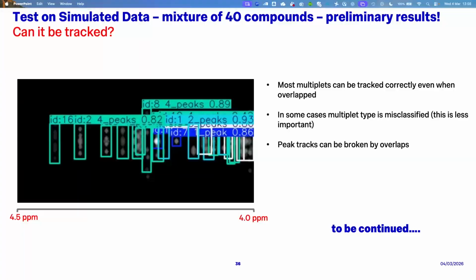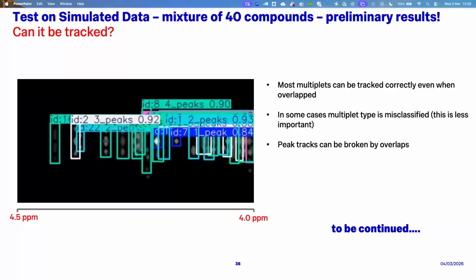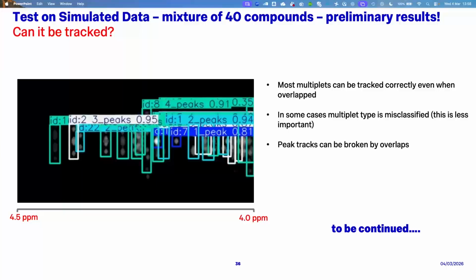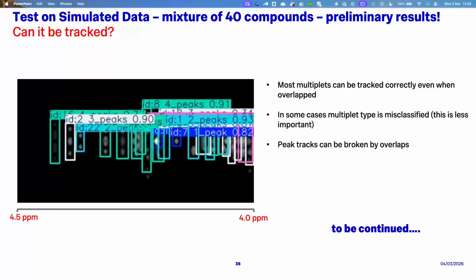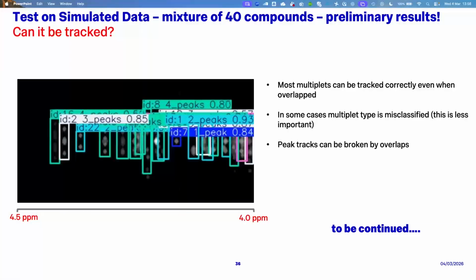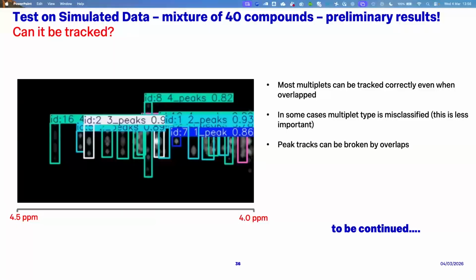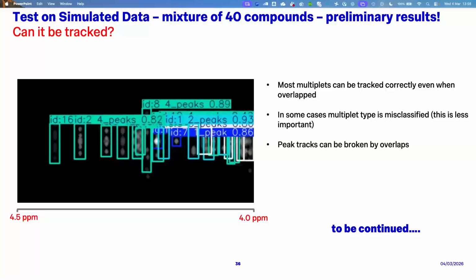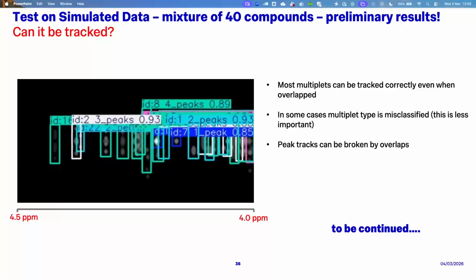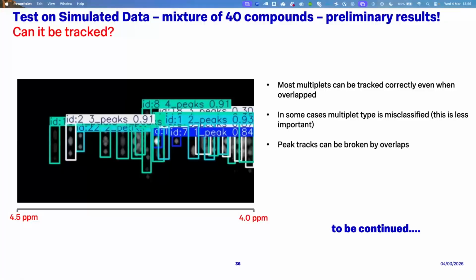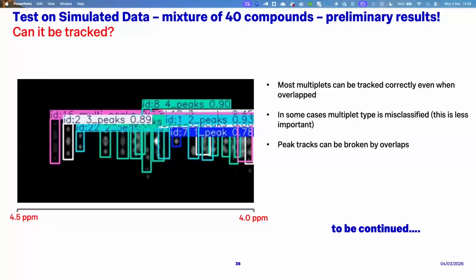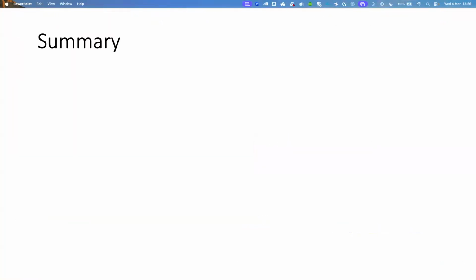We'd say that probably most of the multiplets can be tracked correctly. In some cases, it does get misclassified, although, as I say, it's the tracking that's most important, not the classification. And we certainly have areas where, when peaks overlap in a sequence, they can be lost. But that's something we would like to add on later as a kind of interpolation prediction. So that's all I have to show you in terms of results of that. It's to be continued. So we are still looking at validating this with real data and enhancing it, but it's something that we think could be quite useful in the future.